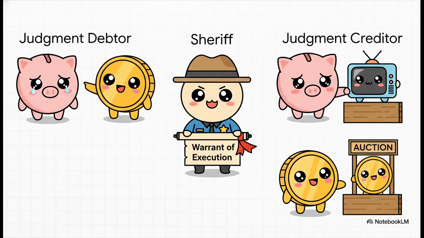The person who won is now the judgment creditor, and the person who lost and has to pay is the judgment debtor. If the judgment debtor doesn't comply, the judgment creditor can get what's called a warrant of execution. This gives the sheriff of the court the power to go to the debtor's house, attach their property, meaning seize it, and then sell it at an auction to pay off the debt.